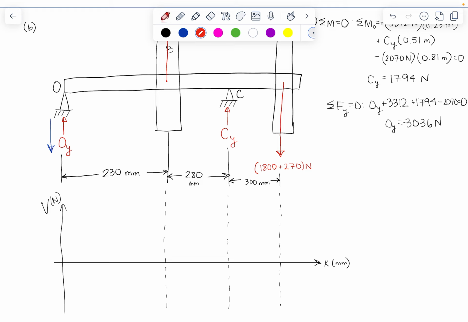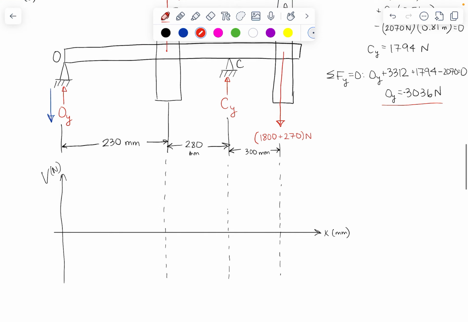And then I will start at OY. So I know that there is a downward force of 3,036 newtons, which we just found in the last part of this problem. So we're going to start with a shear force down here of 3,036 newtons. And if you want, you can go ahead and start thinking about this in terms of making cuts along the distance of our shaft.